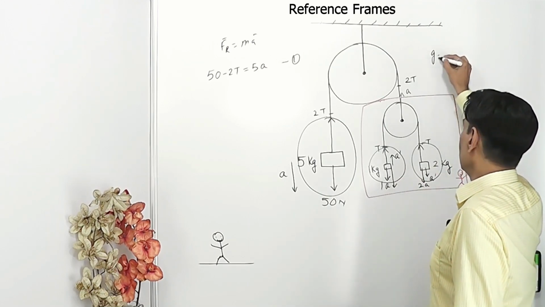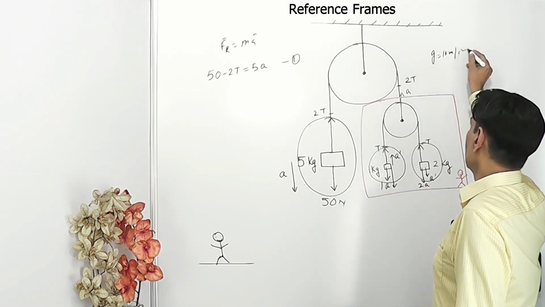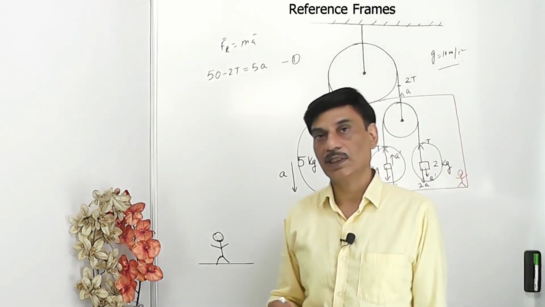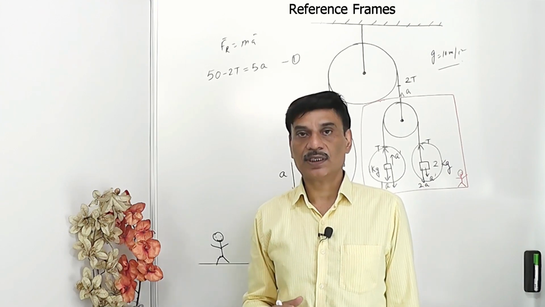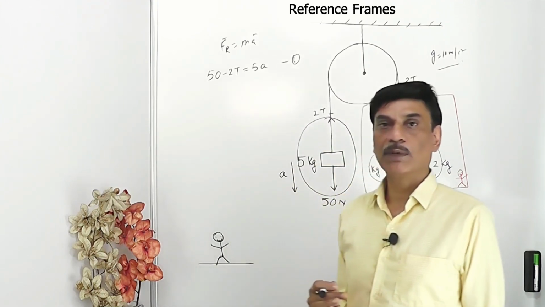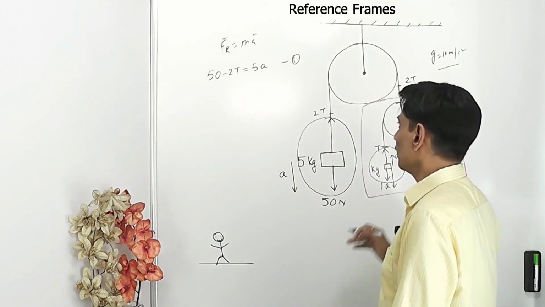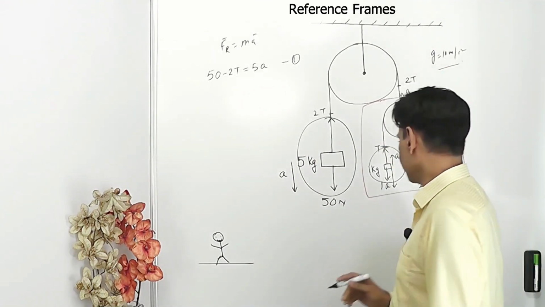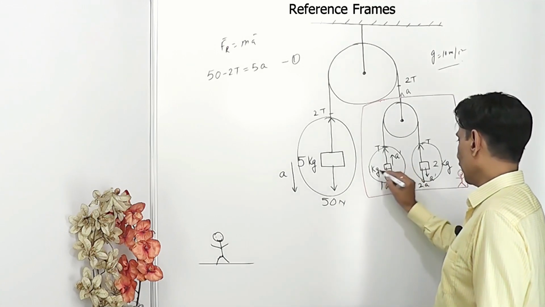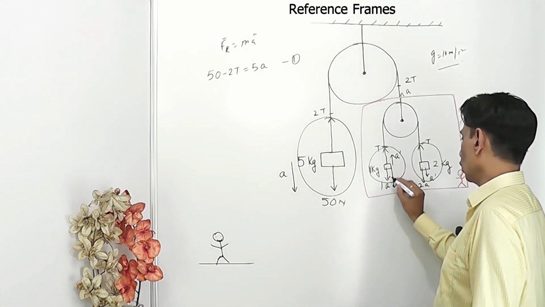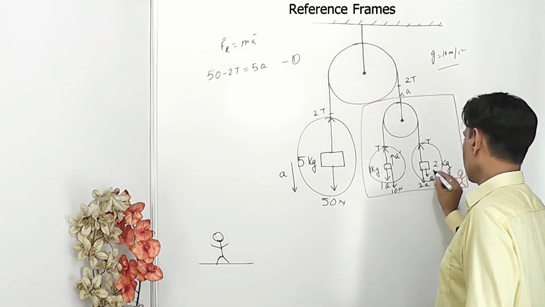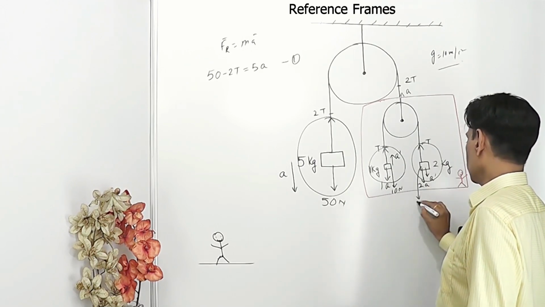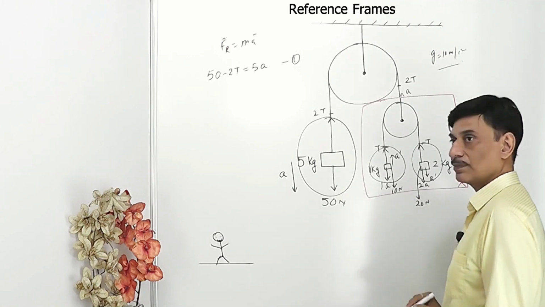We are taking G equal to 10 meter per second square only for the ease of calculations. Otherwise, in examination, in your worksheets, etc., you have to take G as 9.81 meter per second square. You can take G as 10 meter per second square only if it is specified. So over here the weight of this 1 kg block is 1 into G, that is 10 Newton. And that of this is going to be 2 into G, that is 20 Newton.